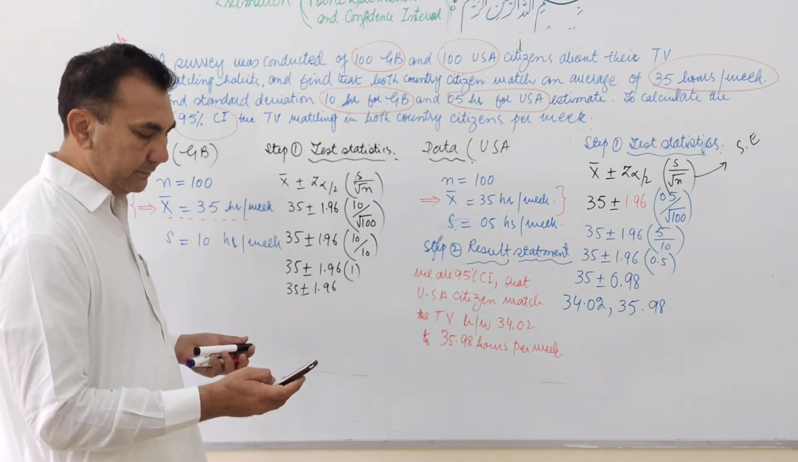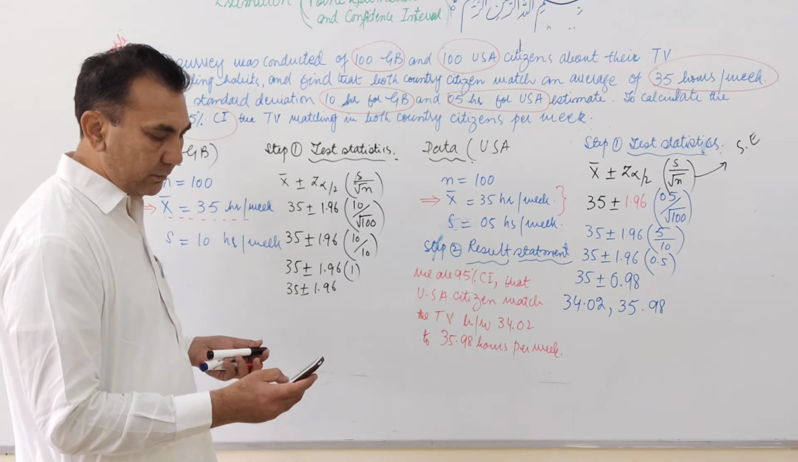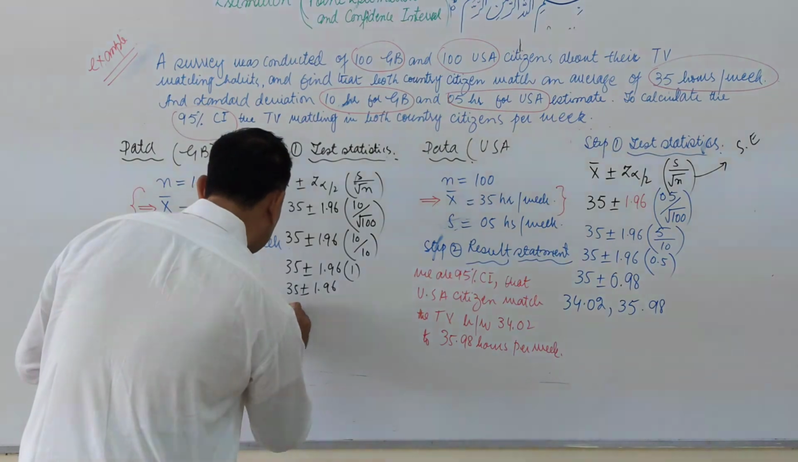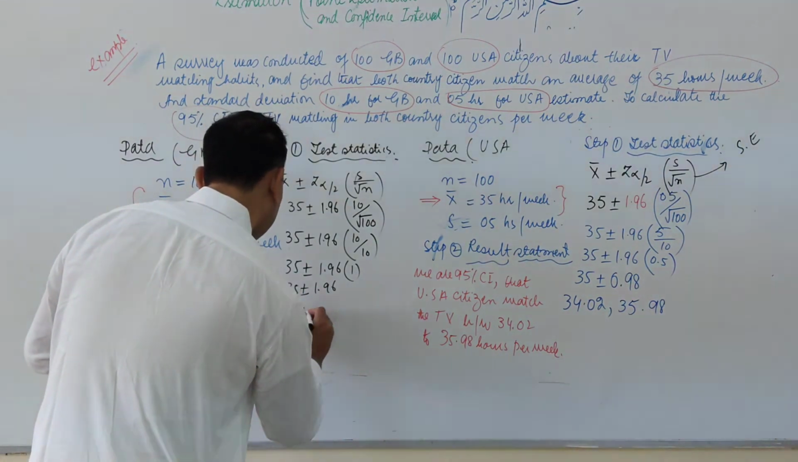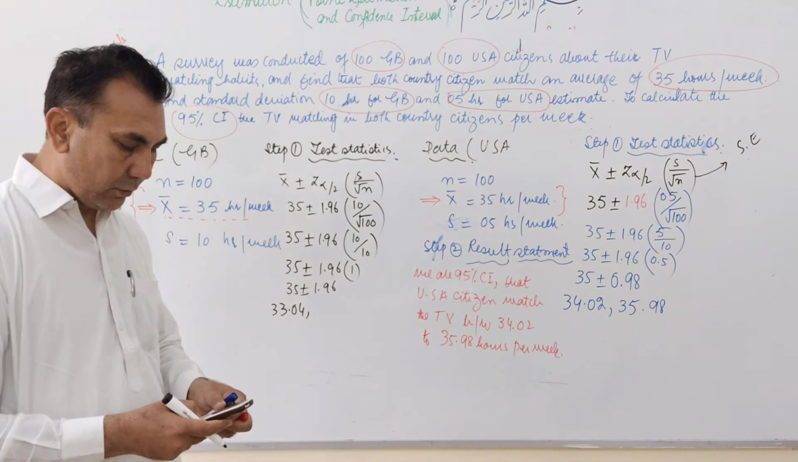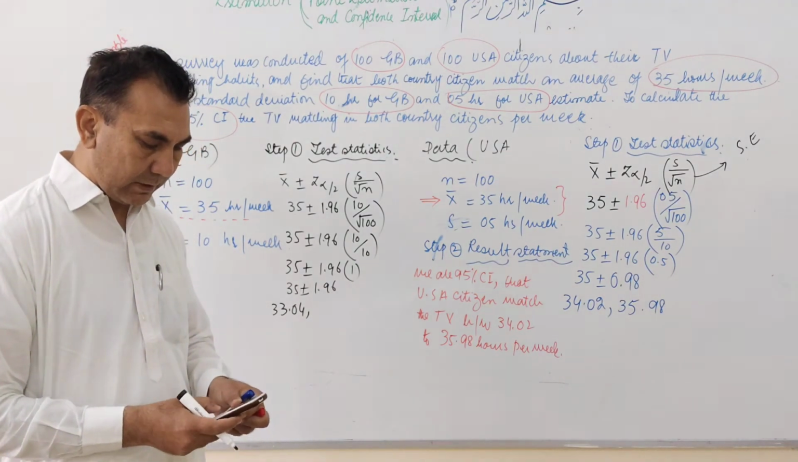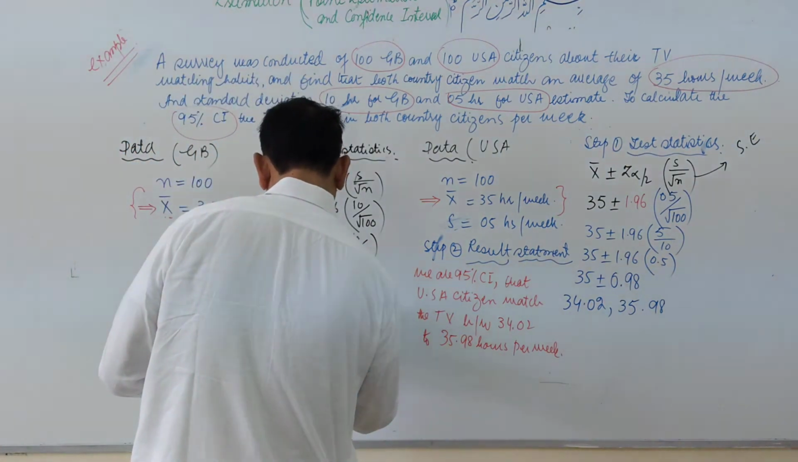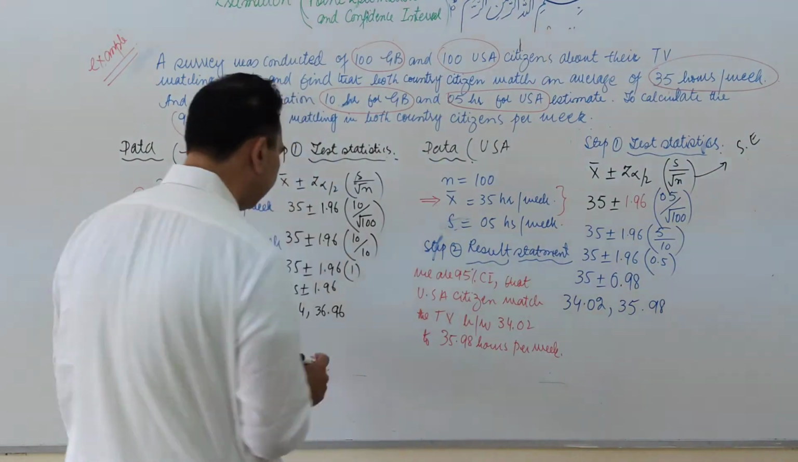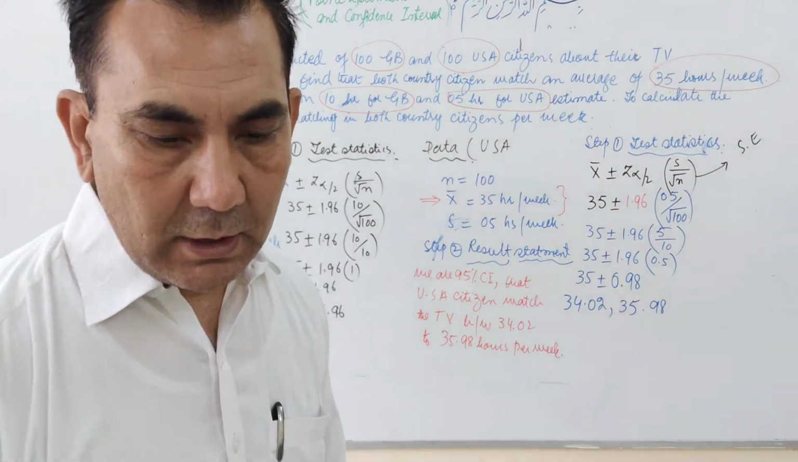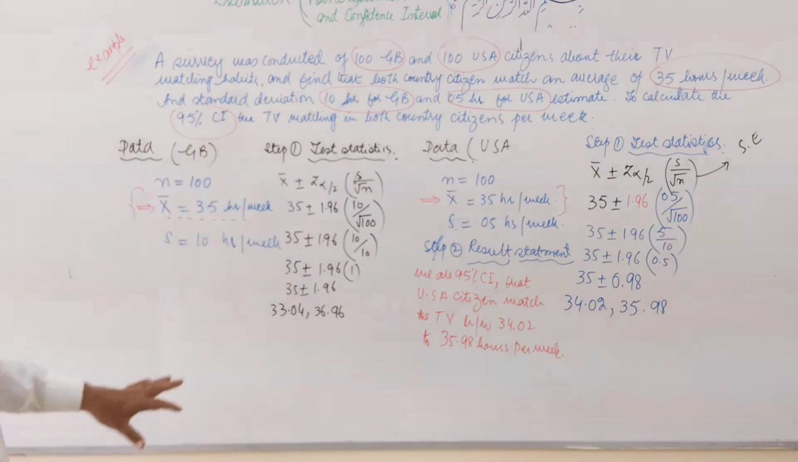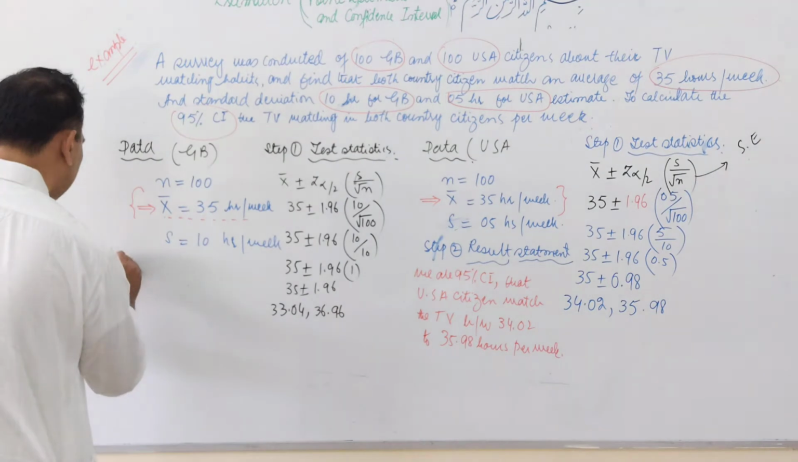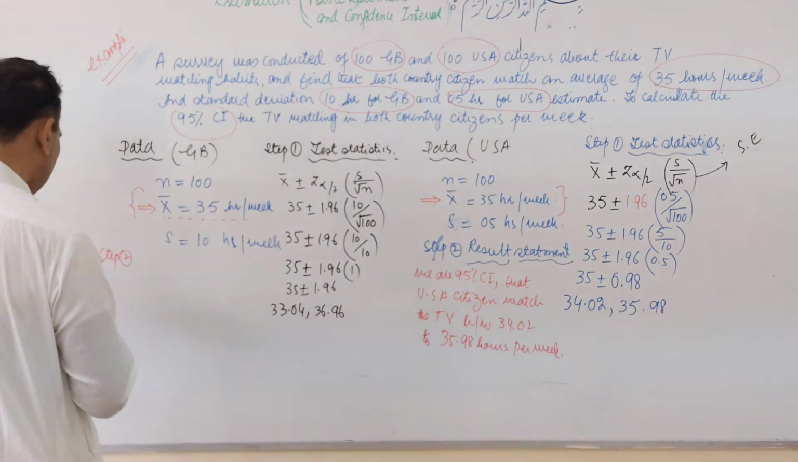Now 35 minus 1.96, so it is 33.04. Now the second time we will add 35 plus 1.96, it will come up with the result of 36.96. So now what are the next steps? The next step is the result statement. Step number 2 is the result statement.